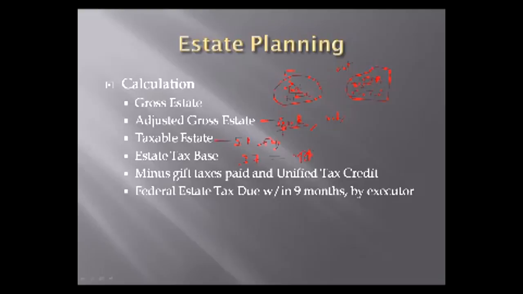Approximately $150,000 worth of tax, so over $100,000 in taxes before we passed away. Now, you also get to subtract a credit, the unified tax credit. We've already used that tax credit; it applies no matter whether during life or after death.